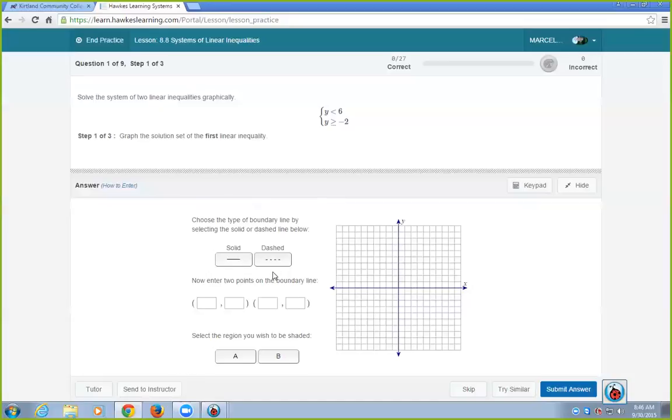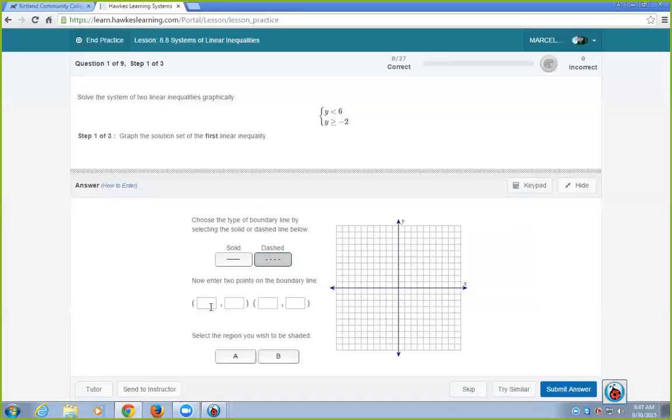So first off, you look at your graph up here. In your graph, it says y is less than 6. So what kind of line would that be? Has no x's, so it's a horizontal line. Is it solid or is it dashed? Dashed, so you click on dashed, okay?